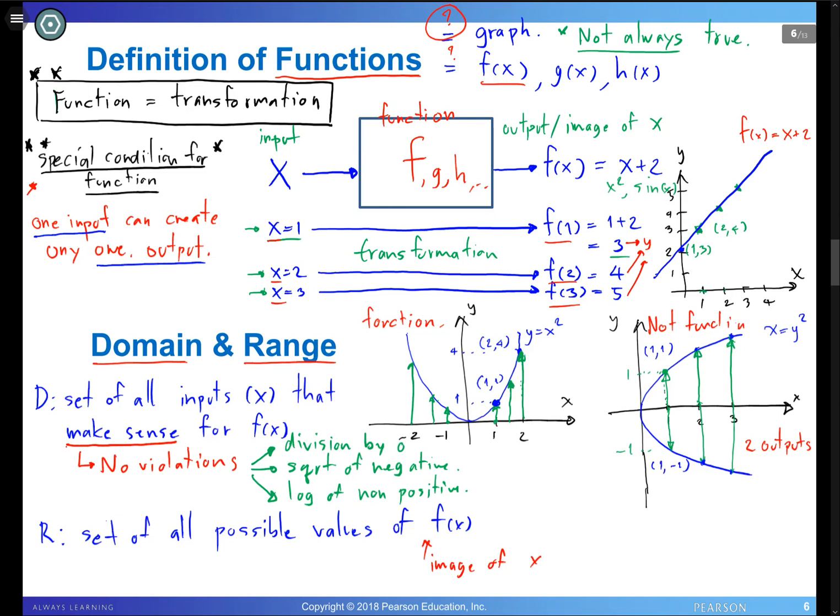And I just use this concept to find the domain of any functions out there. So let's try to do that. Let's use this idea. Domain is the set of all inputs that make sense, no violation. And range is the set of all possible values of the image. So let's try that in the next slide.